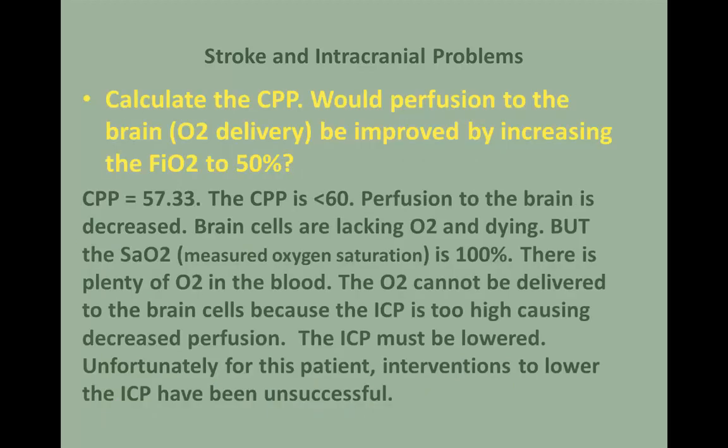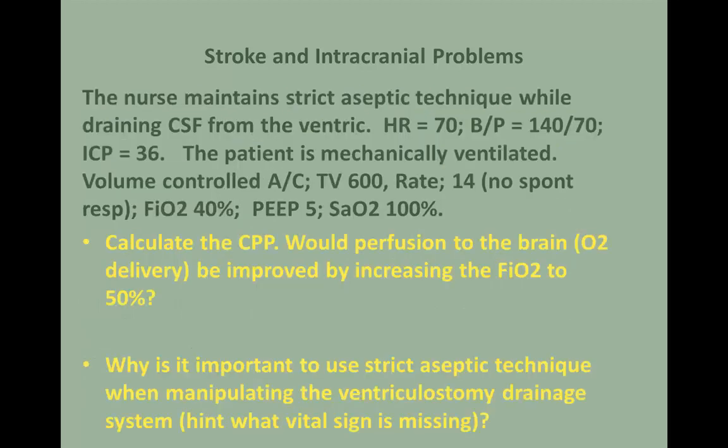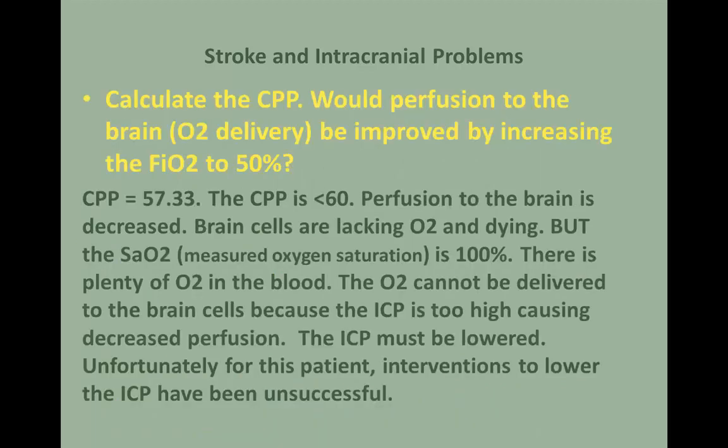So first we address the fact that we've calculated the CPP and it's 57, and we know that anything less than 70 and definitely less than 60 means that perfusion to the brain is decreased and the brain cells are lacking oxygen. So why don't we give 100%? Why don't we put that supplemental oxygen up to 100%? Well, if you go back and look at the saturation, it's 100%. The body has plenty of oxygen. It's only the brain that is lacking in oxygen. And increasing the supplemental oxygen is not going to help necessarily in bringing up more oxygen to the brain.